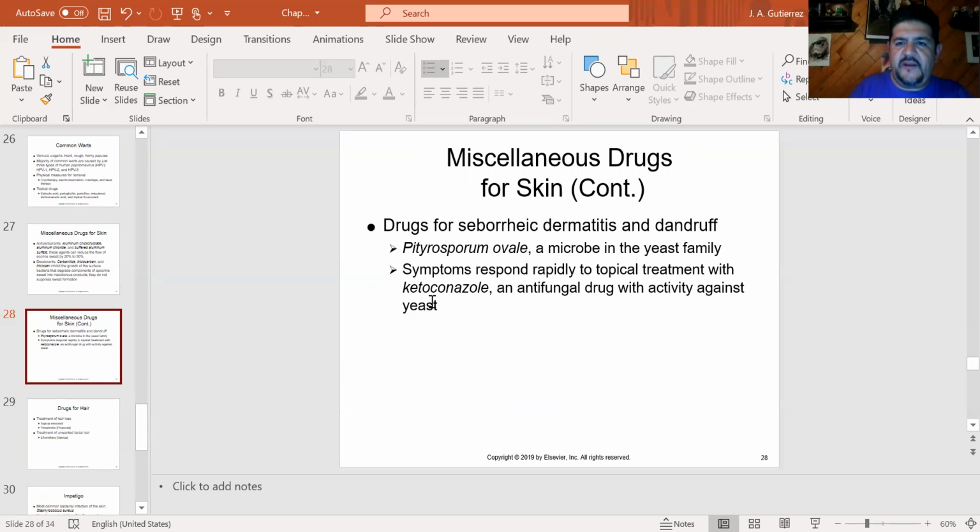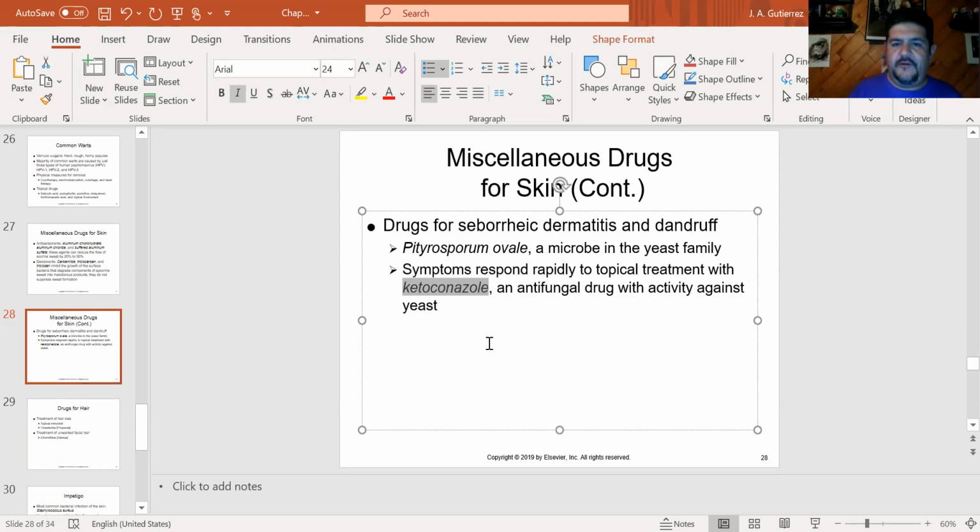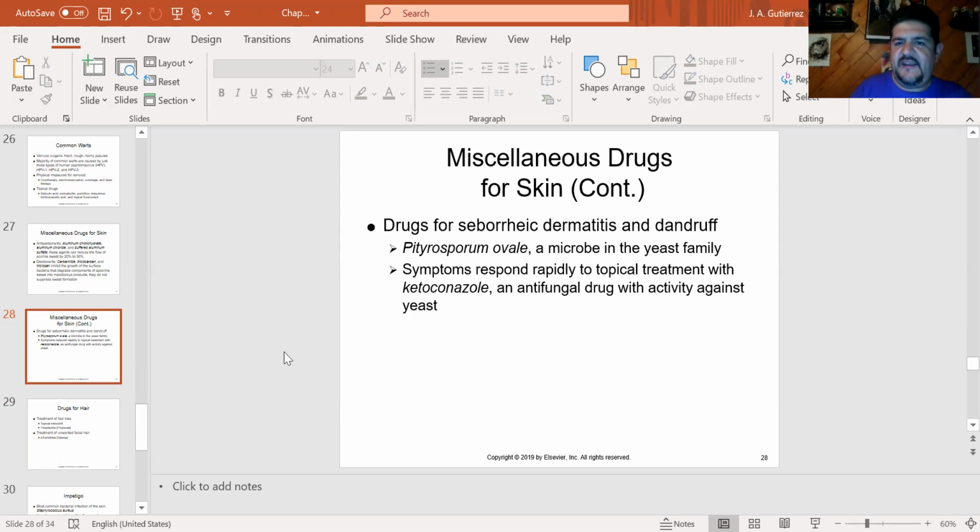Now, regarding seborrheic dermatitis and dandruff, it has been proven that they are fungal. It's a yeast that produces these two conditions, seborrheic dermatitis and dandruff. So we give ketoconazole. This is an antifungal. And this antifungal can come in creams, shampoos, lotions, and so on, to eliminate the yeast and eliminate the seborrheic dermatitis and dandruff.